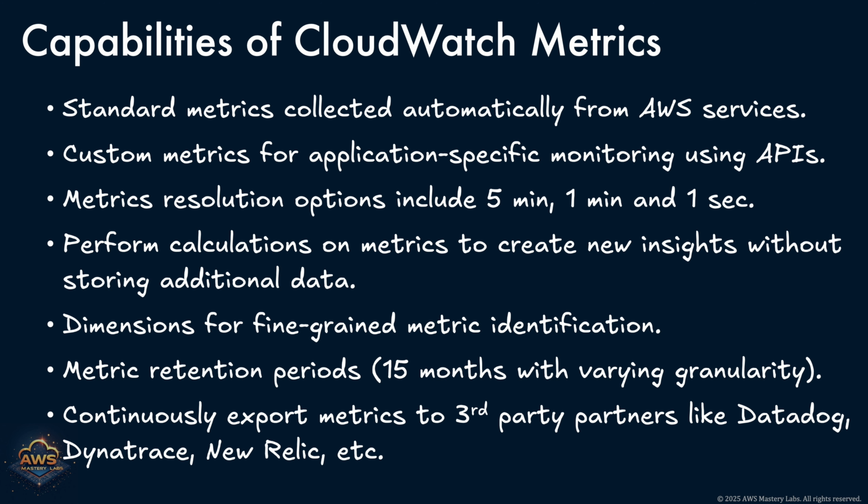To keep your metrics organized and searchable, CloudWatch uses dimensions, name-value pairs like instance ID, auto-scaling group name, or instance type. These dimensions let you filter, group, and compare metrics with more precision, helping you drill down into specific resources or patterns. CloudWatch metrics have a 15-month retention period with varying levels of granularity. Recent data is stored at full resolution for detailed analysis, while older data is automatically rolled up to save space, allowing you to analyze trends over time without managing storage.